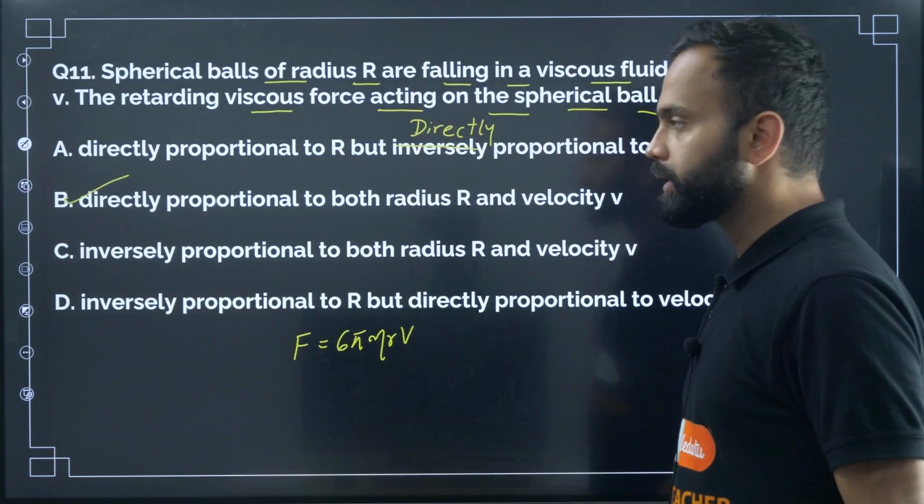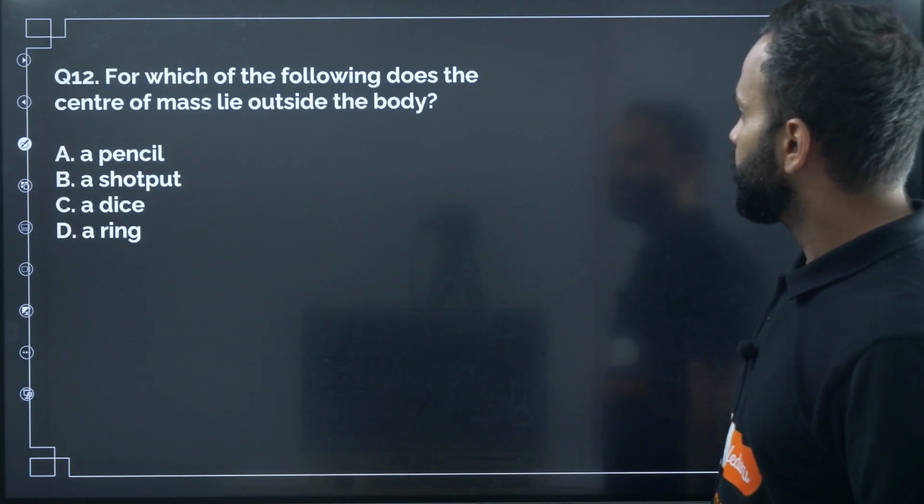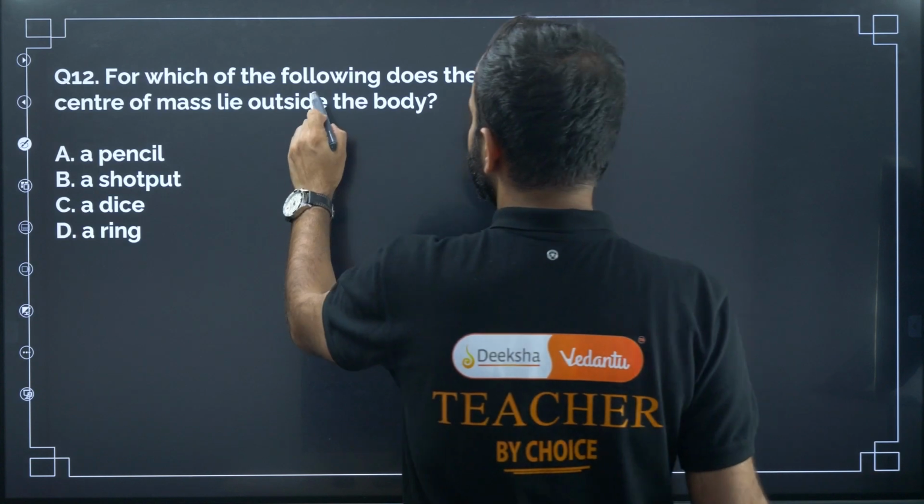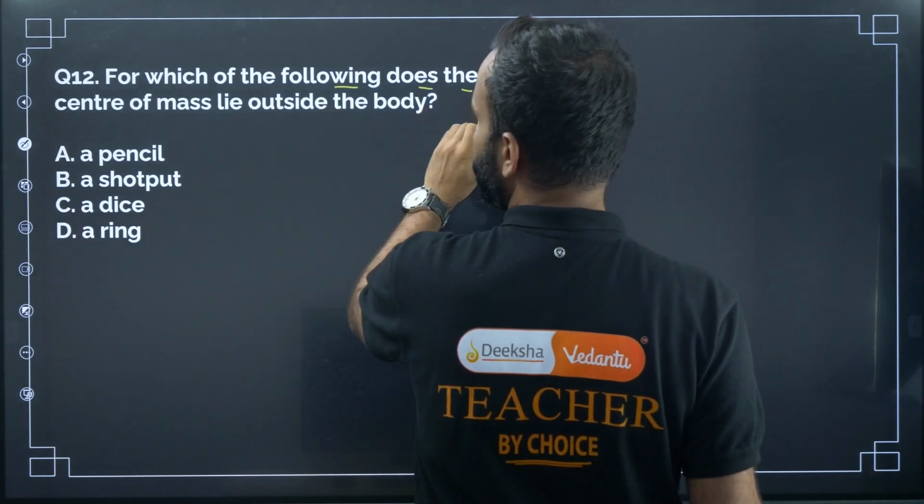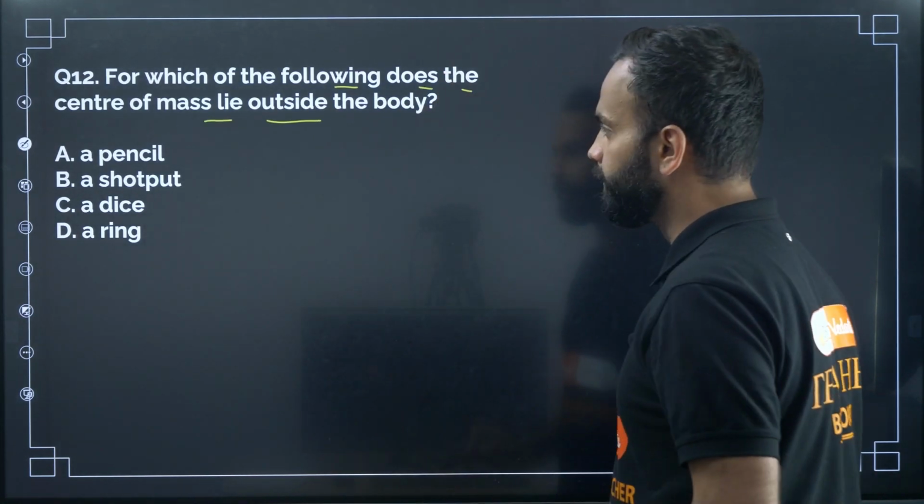Both radius r and velocity v. Okay. Next question, question number 12. For which of the following does the center of mass lie outside the body?